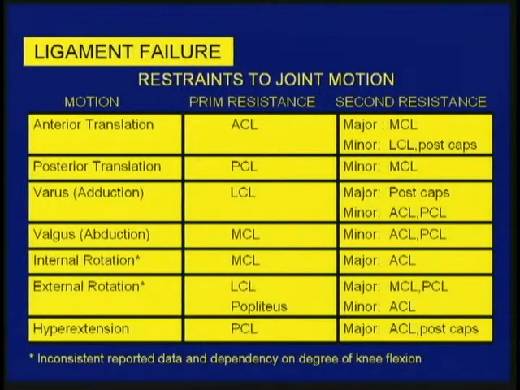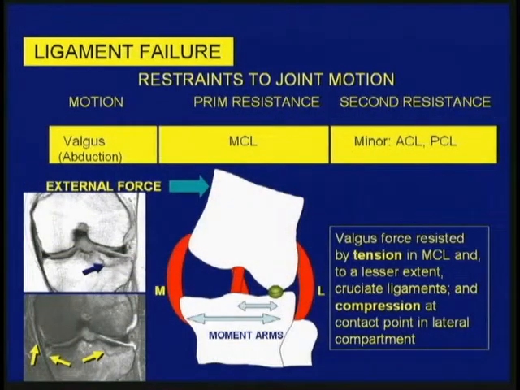So all of a sudden we have a predictive sequence of events that takes place when you can figure out what that motion is. And as we go through this talk, I'm going to provide the information that will allow you to better figure out what that motion is. To show you how that might work, let's take one horizontal row of that table. The motion is valgus, the primary restraint is the medial supporting structures, and the secondary restraints are the central collateral ligaments, the cruciates. This is an example of what happens with a valgus injury.